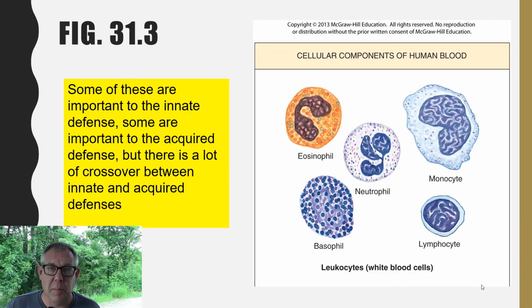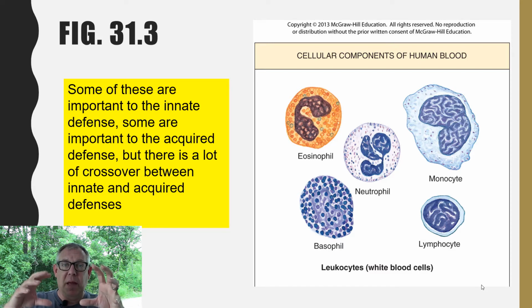And so here's a figure from your book, showing you again these 5 different types. Some of these white blood cells are important to the innate defense. Some of these are important to the acquired defense. But there's a lot of crossover between. So there's a lot of these that have a job in both the innate and acquired. Just like I said, you can't really draw a hard line between innate and acquired. They complement each other and blend into one another.